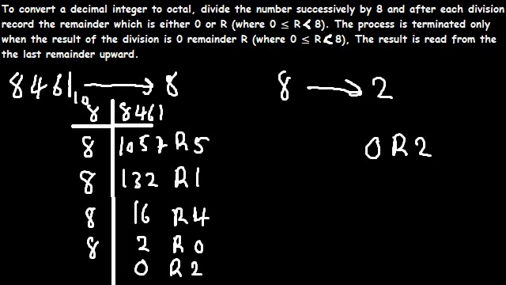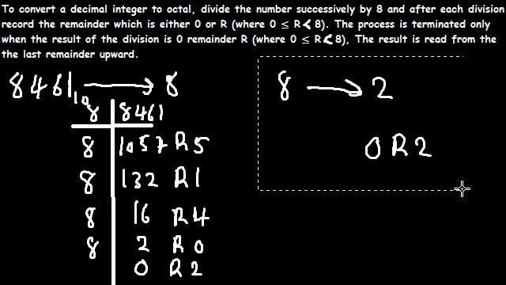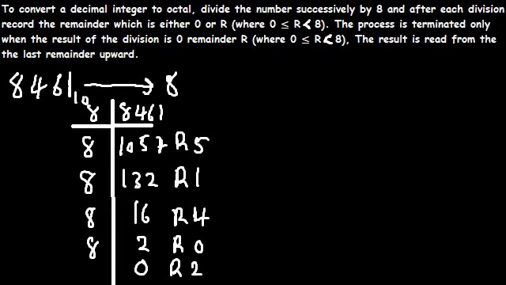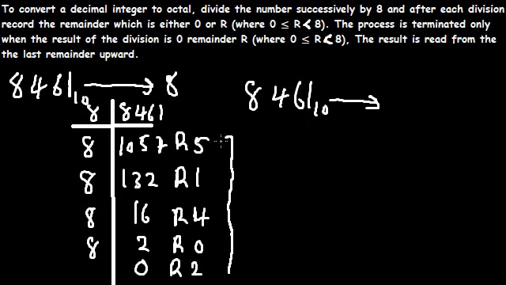Now let's read our final result to have the conclusion. So therefore, 8,461 in base 10 corresponds to, starting from the last remainder all the way upward, 20415 in base 8. And this is my final answer.